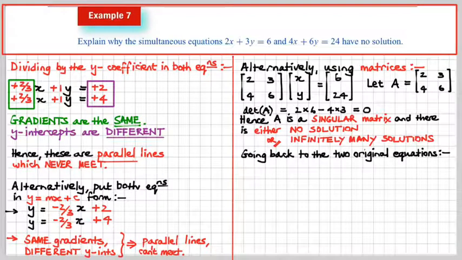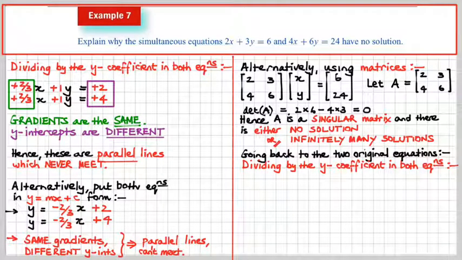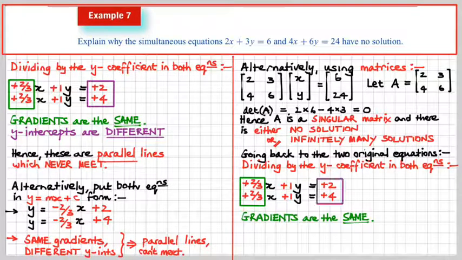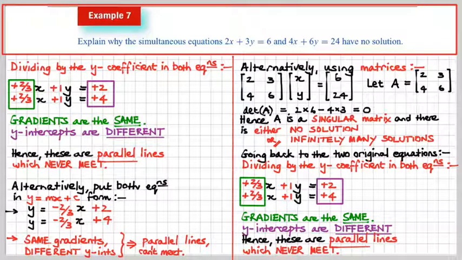So going back to the two original equations, dividing by the y coefficients of both equations, which is what I did on the left-hand side anyway, I'm just repeating that process. You get that, don't you? Yes. Therefore, yes, that's the same, and therefore, yes, that's different. Therefore, they're parallel lines which never meet.